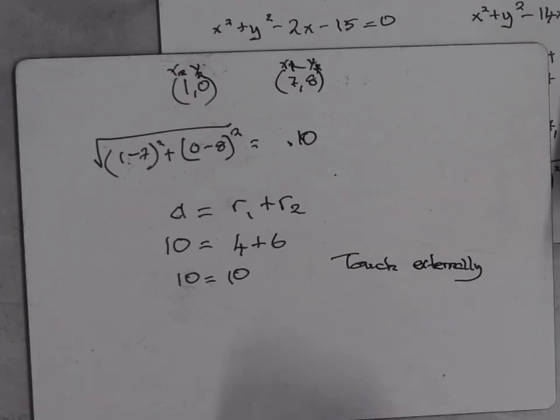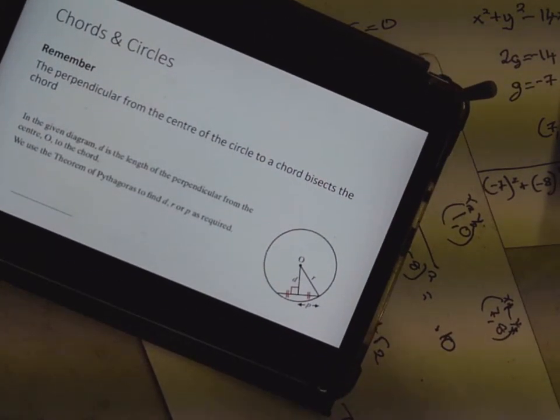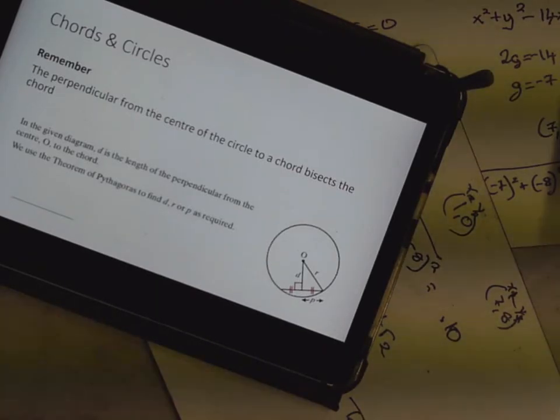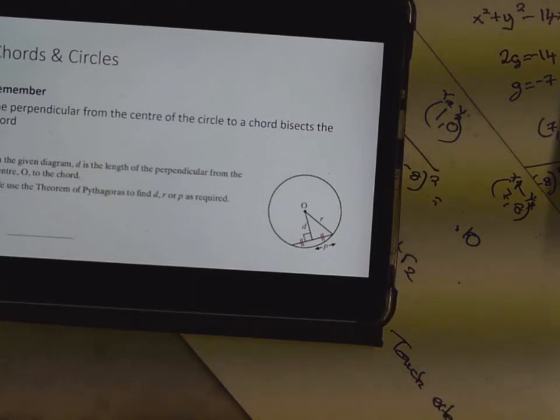Right, so the next thing I want to talk a bit about is chords and circles. Now we've talked about chords and circles already, and I've already told you this piece of information, but remember, the perpendicular from the centre of the circle to a chord bisects the chord. Okay, and there's a diagram of what happens. So in the given diagram, d is the length of the perpendicular distance from the centre O to the chord. We can use Pythagoras' theorem. We've a right angle triangle here.